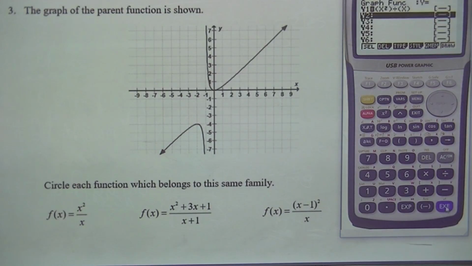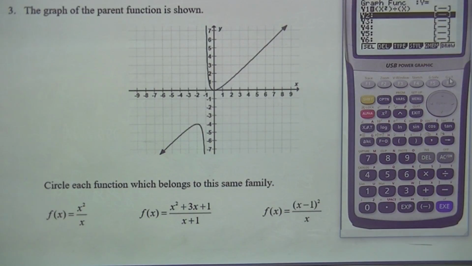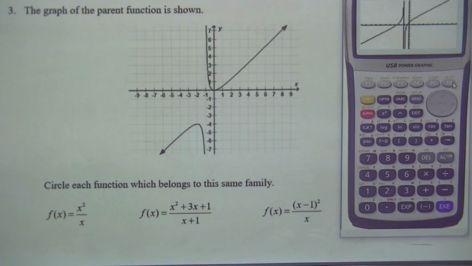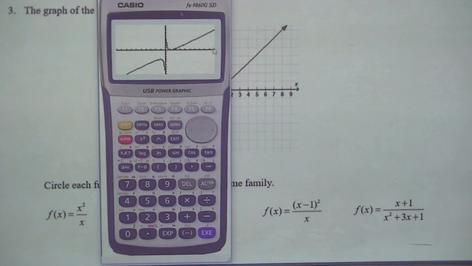When I graph that one, I draw it, and it looks nothing like what I got, so that's not it. Then I'm going to go to the next one, which is x squared plus 3x plus 1 over x plus 1. I'm just saving some time by not deleting it. I'm going to draw it. It looks pretty similar, but not quite. The next one is x minus 1 squared divided by x. Draw. That looks pretty similar, so I know I can circle that one.